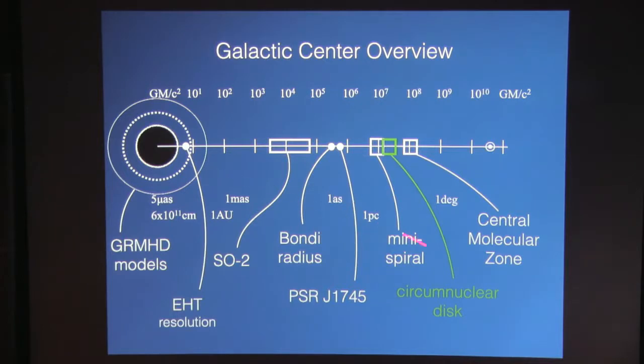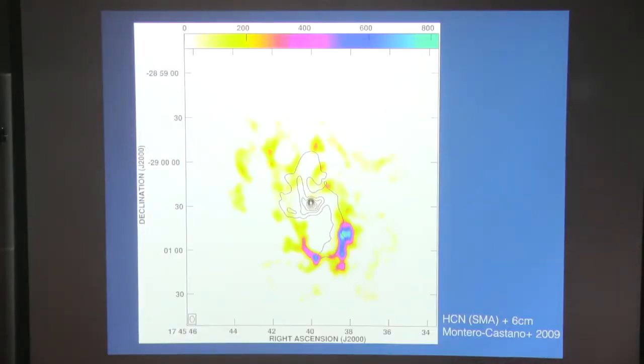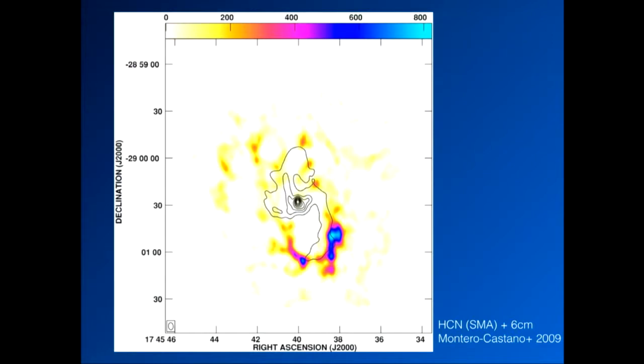Okay, moving in further still, we reach the circumnuclear disk and the mini spiral. So this is molecular material, and this is ionized gas. I've got an image here. So the colors show HCN. So this is the molecular gas, and we're well inside the central molecular zone now. This is a local product, an SMA observation. And then the ionized gas is shown here as contours. So that's 6 cm data.